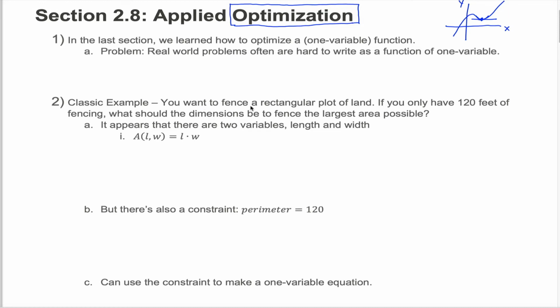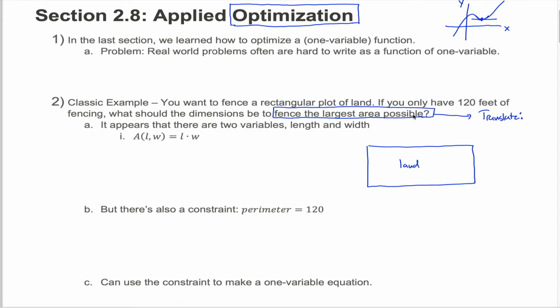Anyways, here's a classic example for what you'll see with applied optimization. Say you want to build a fence because you want to fence in a rectangular plot of land. So picture something that looks like this. Here's the land you're going to fence in, and here's your fence. But there's a problem. You only have 120 feet of fencing in order to build this thing. So I could make this 10 feet, 10 feet, 50 feet, 50 feet, right? That would be 120. But I don't want to just pick the length and the width arbitrarily. What I want to do is fence the largest area possible.